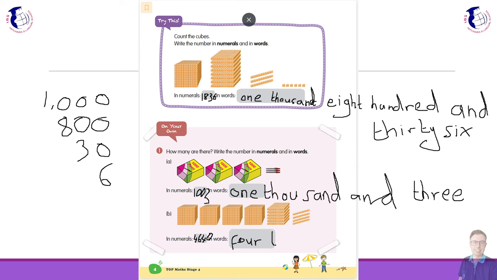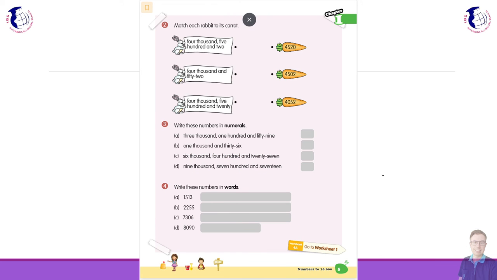F-O-U-R, 1,000. Six hundred and 40. F-O-R-T-Y. Okay. So that should be your solution for those questions. Make sure it's much more neat and tidy than Mr. Darren's writing with his mouse though. Okay. So next we have questions 2, 3, and 4. For these, pause the video again and attempt them yourself before you have a look at the solutions.